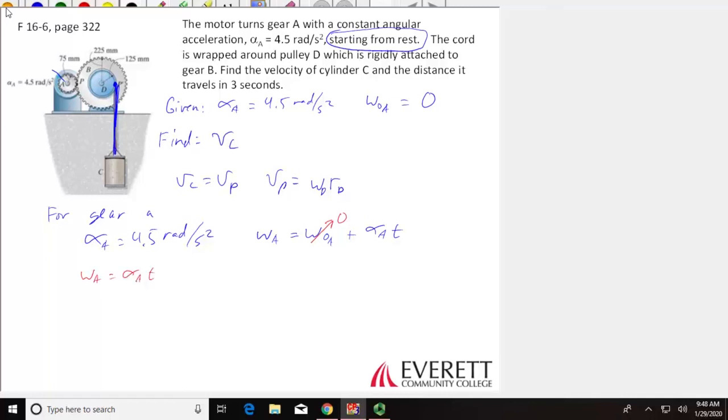We're given t. I really screwed up the givens today too. T is equal to 3 seconds. So that's going to be equal to 4.5 radians per second squared times 3 seconds. What is that, 9, 13 and a half? Okay, so it's going 13 and a half radians per second. That's how fast A is spinning. Any questions about what I did there?